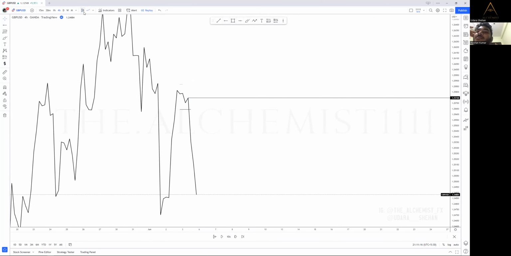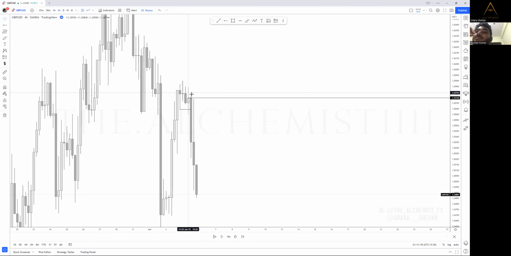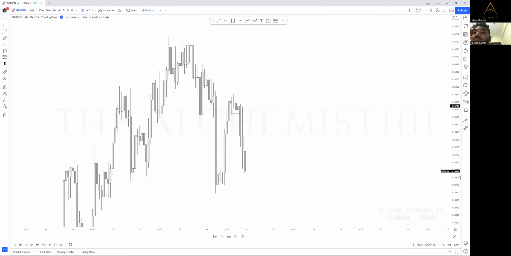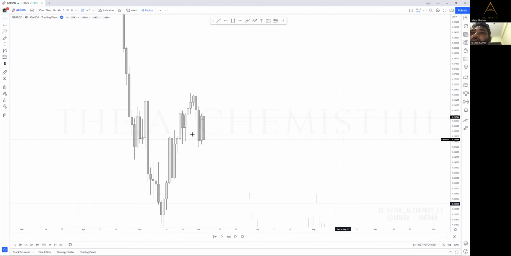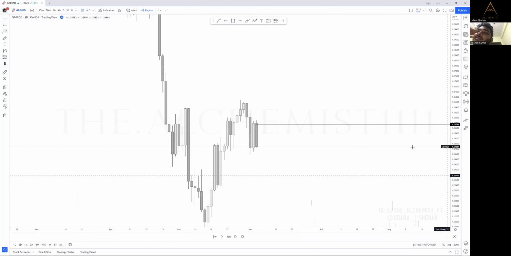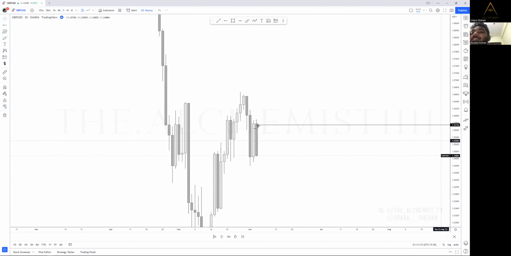Why are we marking this one out? Because these ones are already mitigated. This is the fresh one. But then again, if I go to the daily time frame, where's your daily point of interest? See that? So which one are you going to use? The 4 hour or the daily? Obviously the daily, right? Why? Strong ones. You're going to use the strong ones.